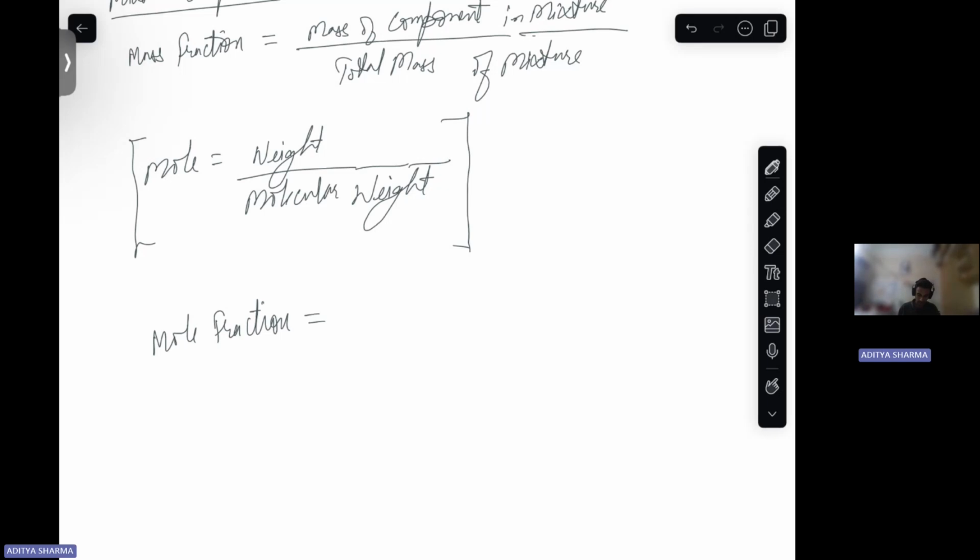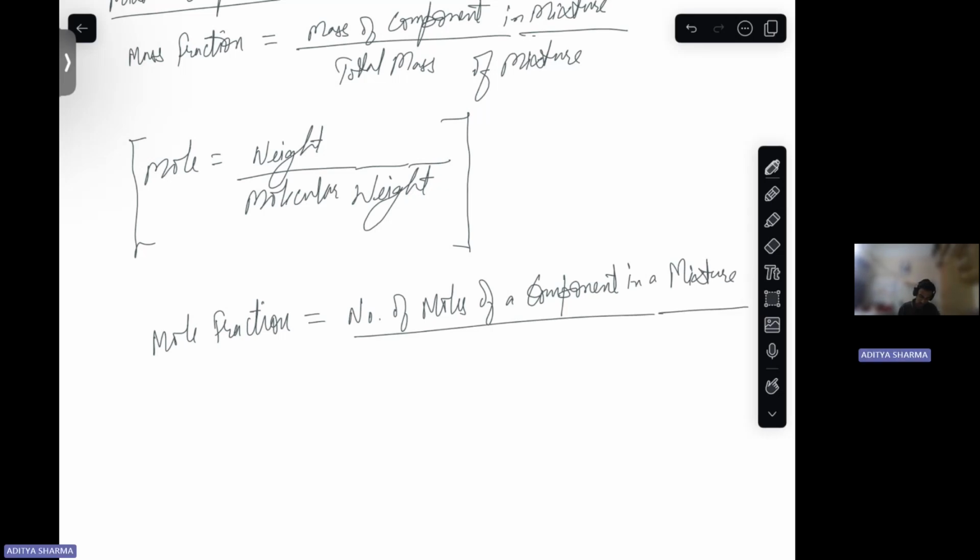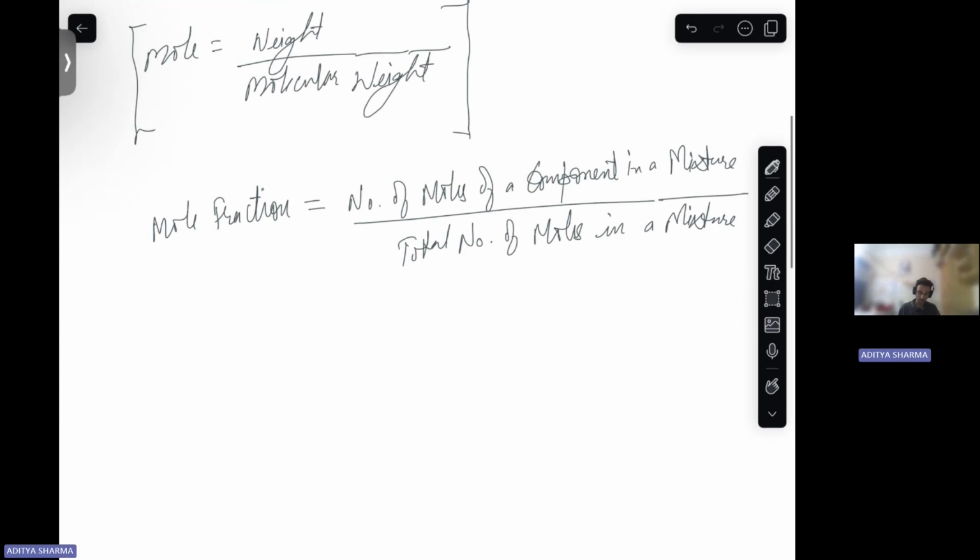Then mole fraction is the number of moles of a component in a mixture divided by the total number of moles. Okay. So this is your mole fraction.